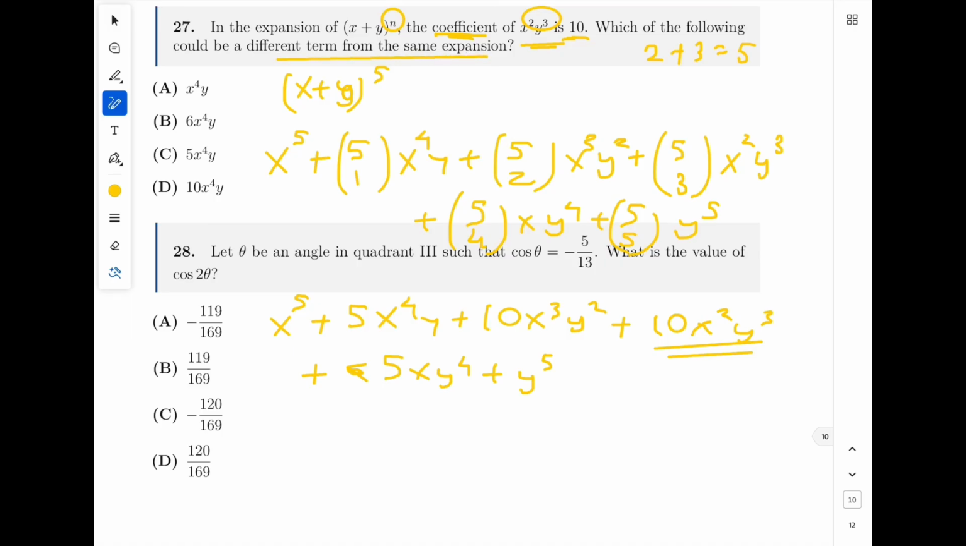Which of the following could be a different term from the same expansion? Okay, x^4 y, I have a coefficient of 5. This is not what we're looking for. x^4 y, again, it has a coefficient of 6. 5x to the power 4 y, absolutely. So our correct answer is option C. Again, the only thing here was observing that 2 plus 3 is 5, which is the power of the expansion.